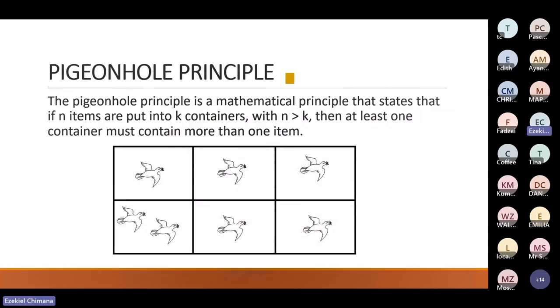So let's talk about the Pigeonhole principle. What do you understand by the Pigeonhole principle? I don't know if there's someone who wants to come in on this one. Was it not in your assignments, guys? The Pigeonhole principle.